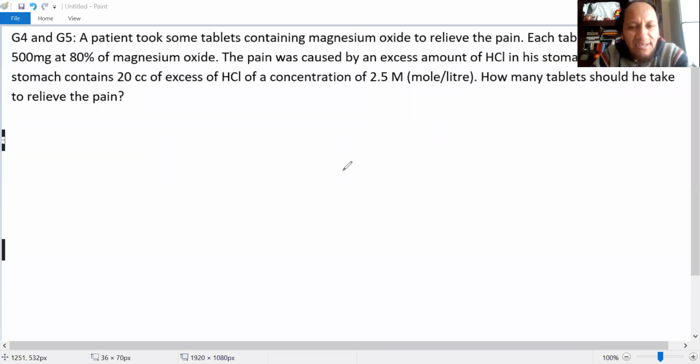This is the exercise from yesterday. I just wanted to take notes and understand it. So always read the exercise carefully. It says some tablets contain magnesium oxide to relieve the pain. Each tablet contains some magnesium oxide to relieve the pain.